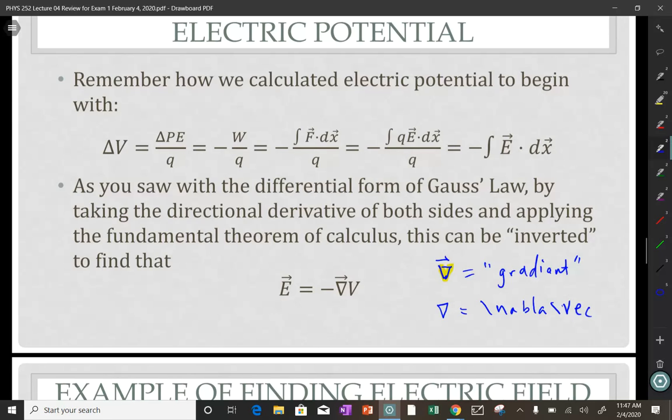Nabla vec. It's a forward slash, backward slash, whatever direction that slash is. I can never decide if it's forward or backward because it just depends on how you look at it. Oh, that didn't happen.